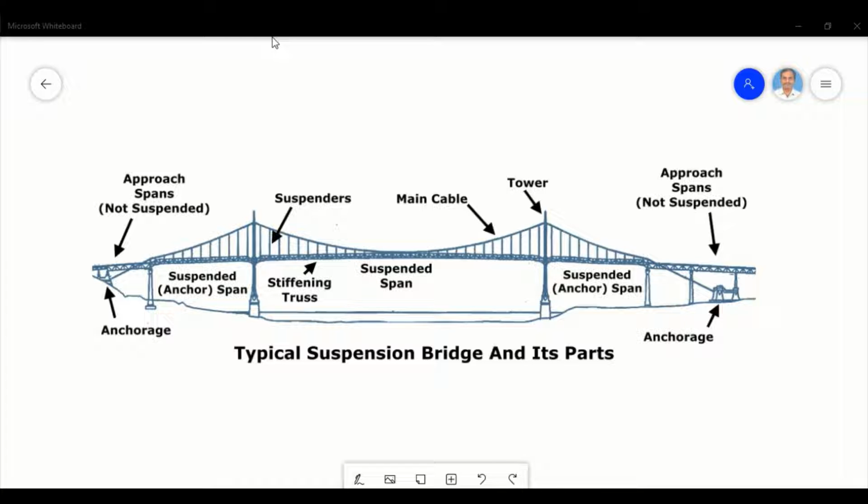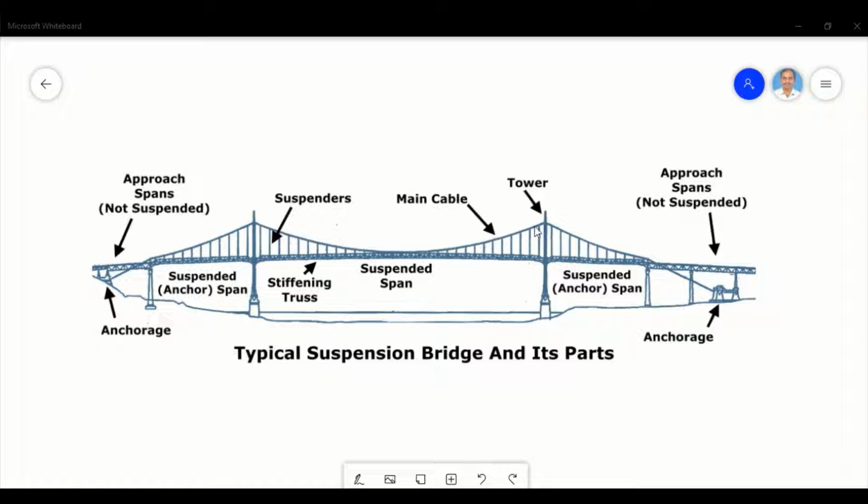The parts of a suspension bridge. We have towers, and between these towers runs a main cable. This main cable is also called a suspension cable. And from the suspension cable, we have vertical cables called suspenders or hangers.